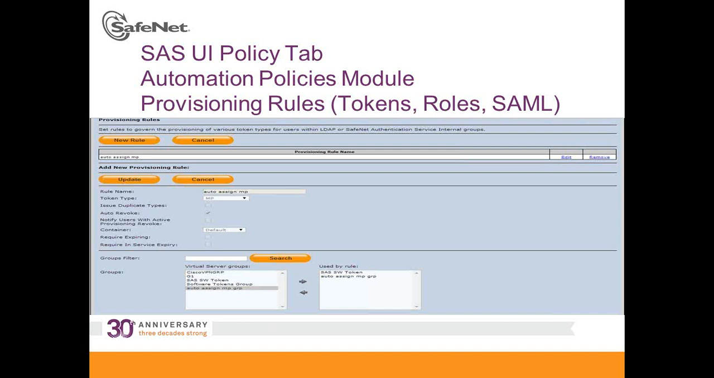And we can see here I've created a new rule called auto assign an MP token. I've chosen that the type of token is a multi-platform token. I want to automatically revoke that token if it gets removed from the group. And we can see here I can define which groups are being used for that provisioning task. Again, we have provisioning rules for tokens, for operator roles, and also for SAML.